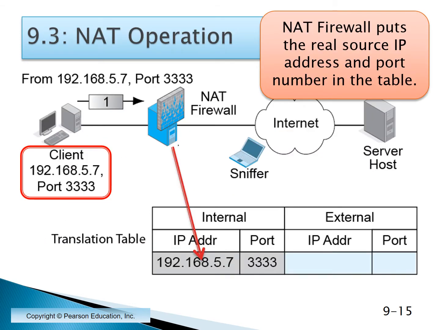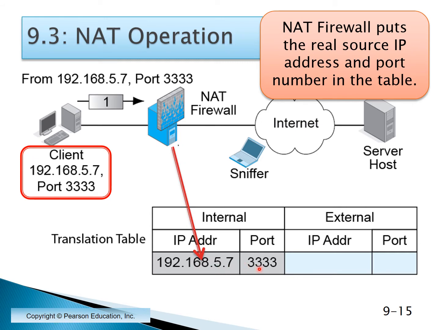So this diagram is showing the NAT operation. So suppose you have a NAT firewall like this, then your client is using an internal IP address 192.168.5.7. By the way, IP addresses in IPv4 starting with 192.168 are reserved for internal IP addresses. So I'm sending from this IP address and my port number is 3333, for example, that I'm sending out this packet. Then the NAT firewall will put the real source IP address and also the port number in a table like this, the translation table.